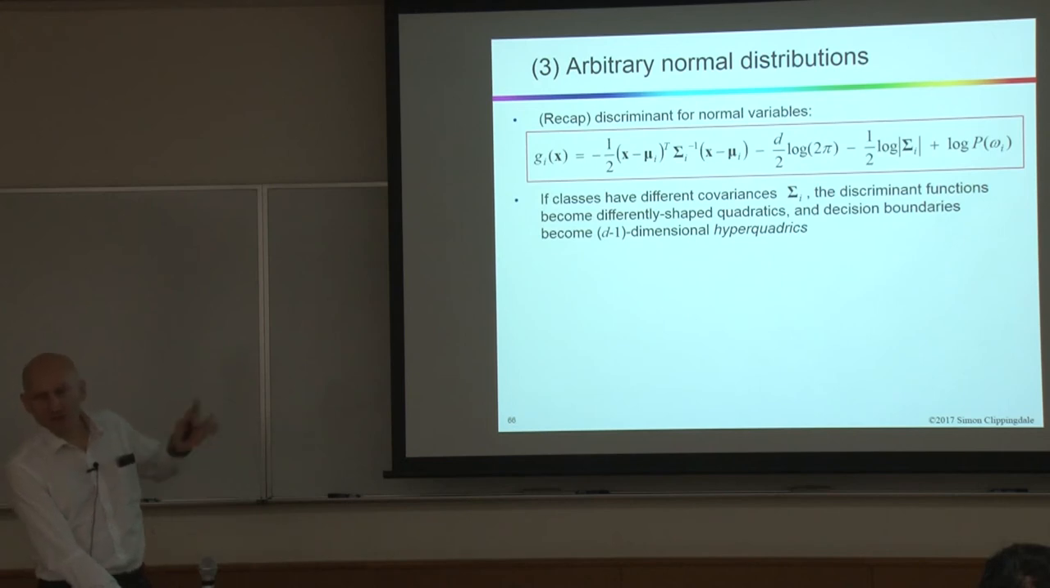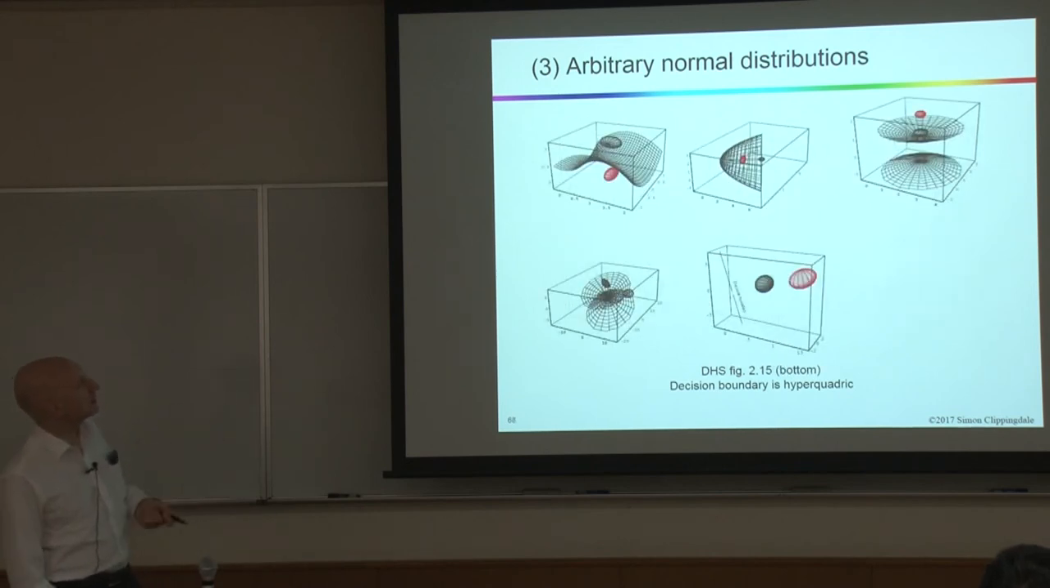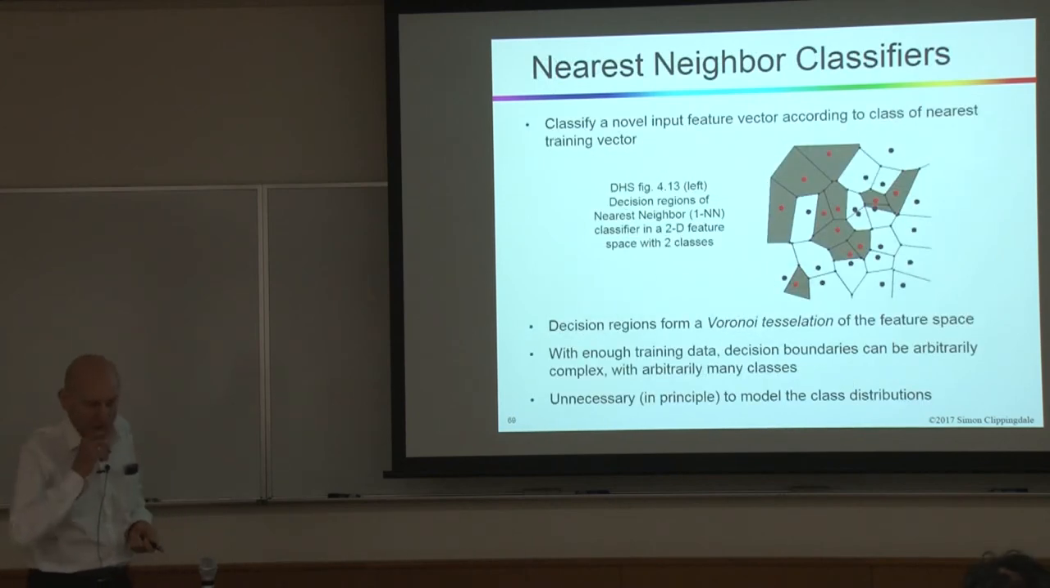They're all quadratics, even in the case where the distributions are the same, but in this case they're differently shaped. And these decision boundaries then become things called hyperquadrics, which look, for example, like this or like these. So you can get some pretty wacky shapes. Okay, so that's enough about classifying normal distributions.